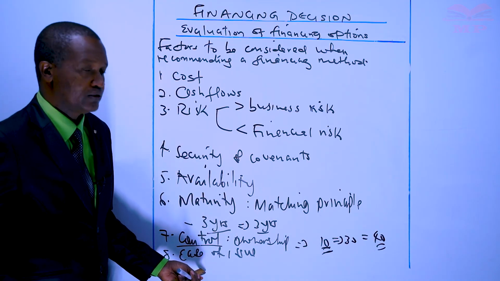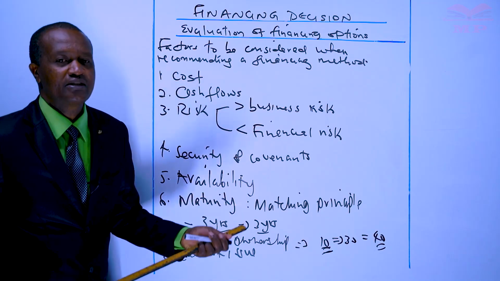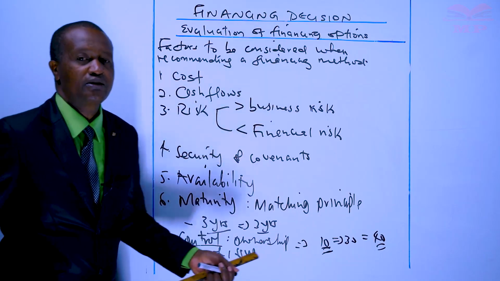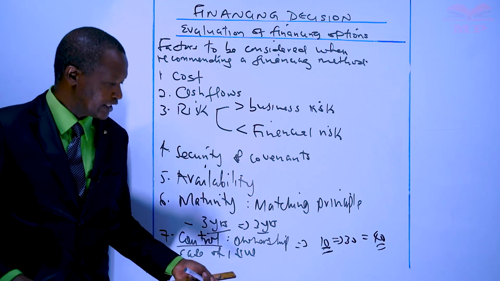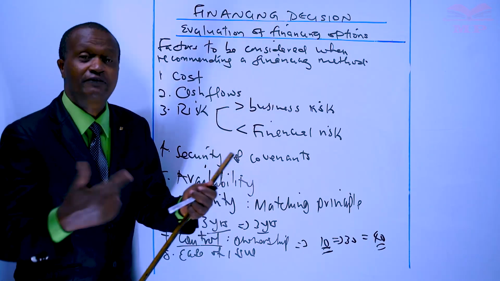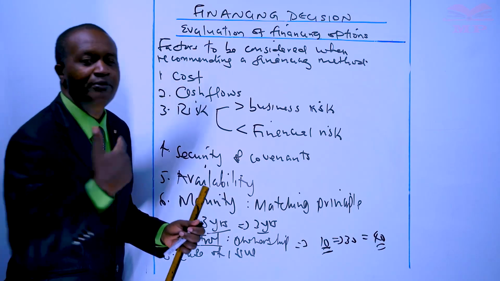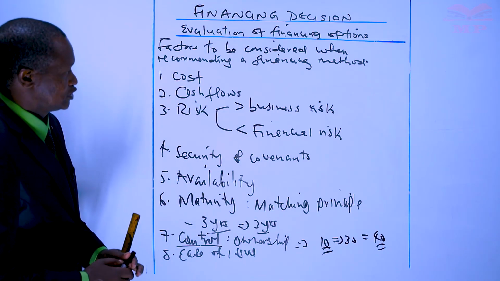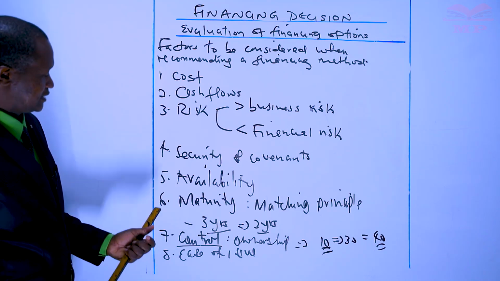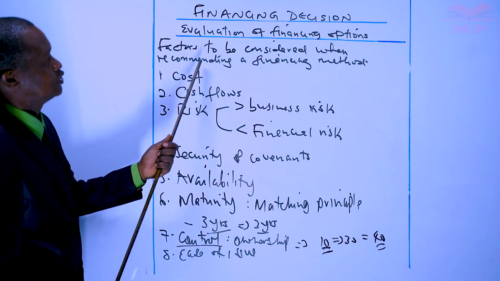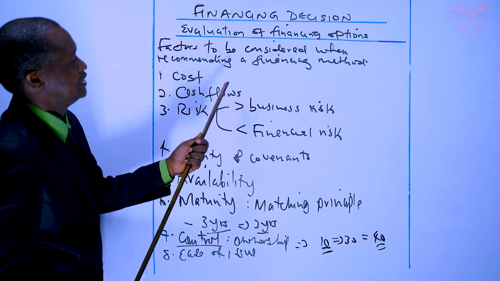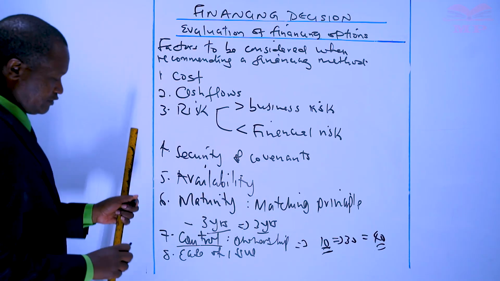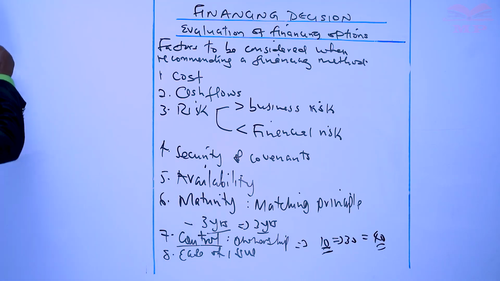So the company will often raise debt rather than equity because it is easier and it may be less costly. And raising equity, we know, is often difficult. It may be time consuming. It may also be costly. So candidates, these are 8 factors to consider when recommending a financing method. And that effectively brings the lesson to an end.